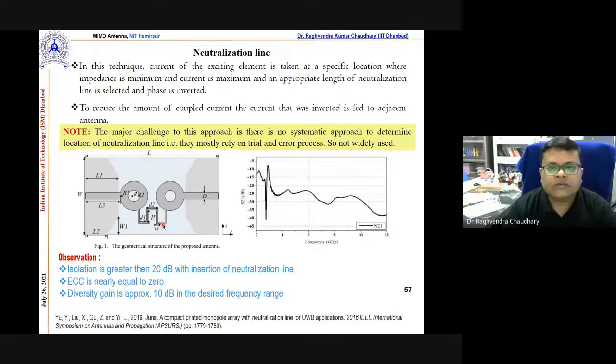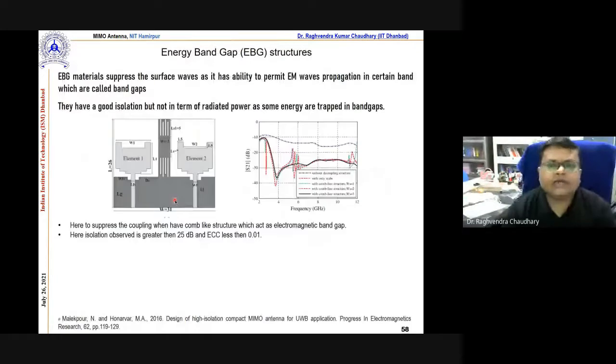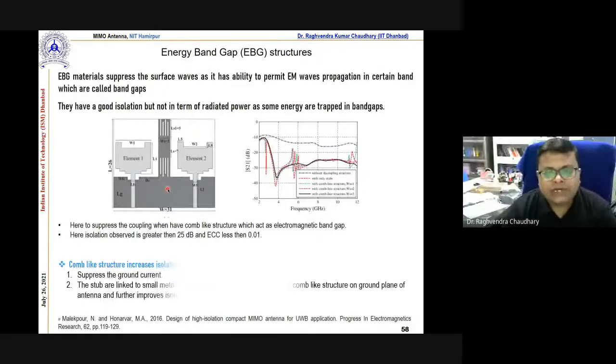We may introduce a very improved isolation between these two antenna elements. Okay, and there will be less crosstalk. So this is one thing. Another part is the electromagnetic band gap. Here we are actually suppressing surface currents.